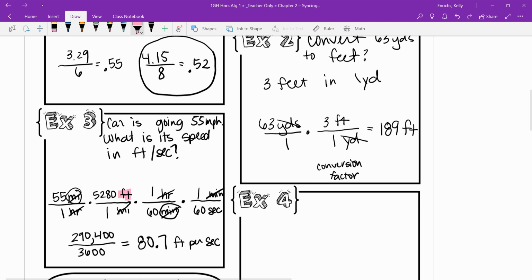You'll notice that left over in my units, feet was a unit I didn't cross out, and seconds was a unit I didn't cross out. So I know that I've left my answer in the proper units, and that I've gotten rid of all the units that I didn't want in my answer. I canceled out the miles, canceled out the hours, canceled out the minutes. So it's really important in those conversion factors to make sure that you go through and cancel everything out.